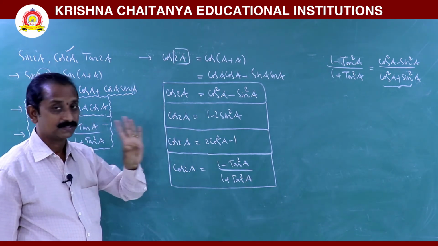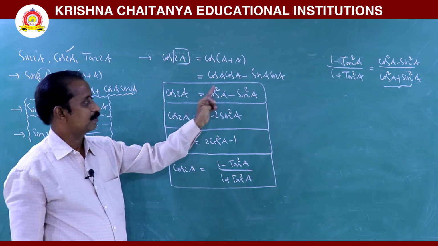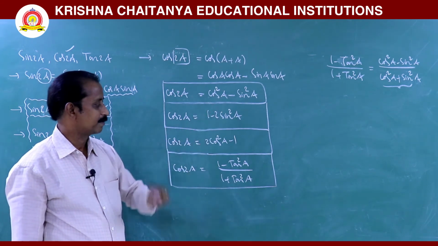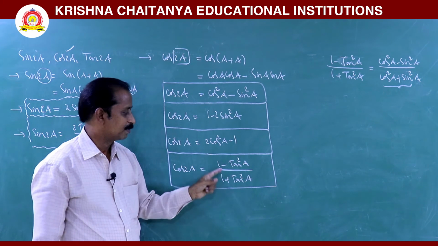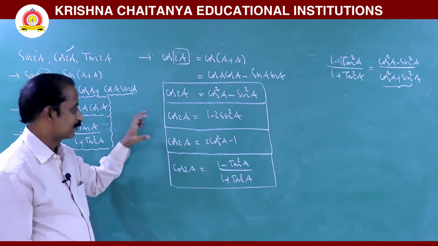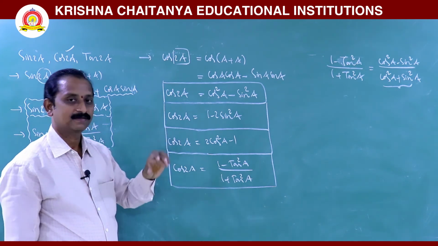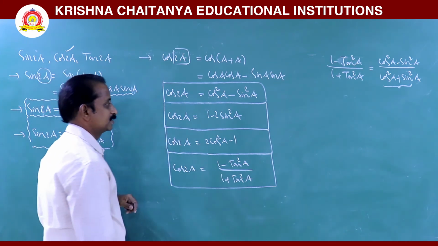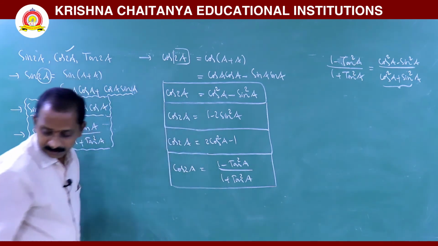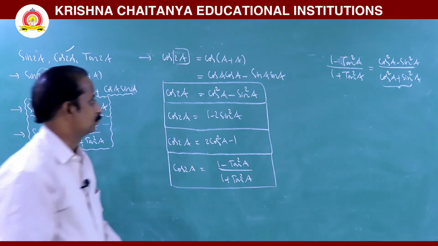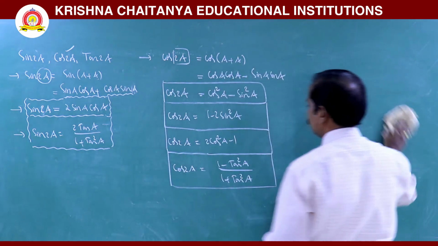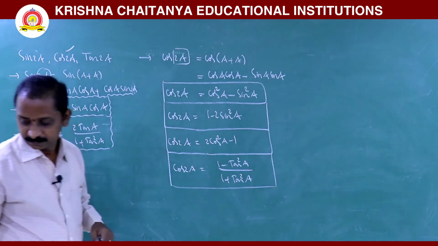So, cos 2A has 4 ways. Cos square A minus sin square A, 1 minus 2 sin square A, 2 cos square A minus 1, 1 minus tan square A by 1 plus tan square A. We can derive from these two functions basics also. Another basics, what are they? We know that cos 2A is equal to 1 minus 2 sin square A or 2 cos square A minus 1.